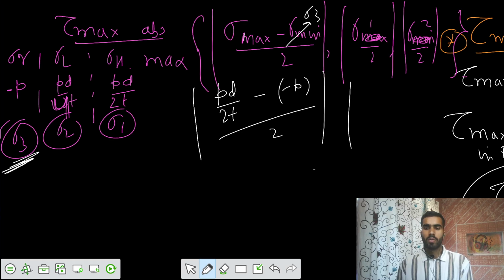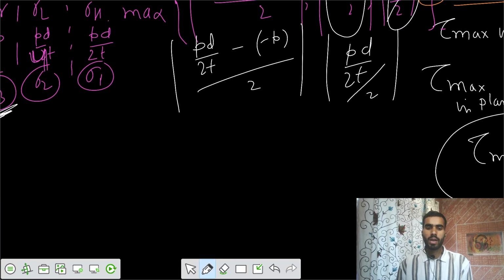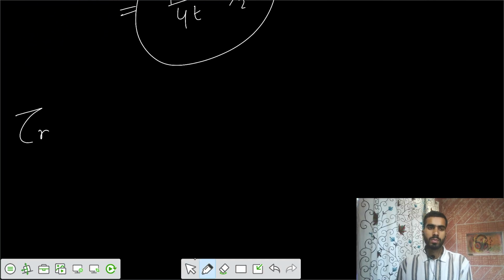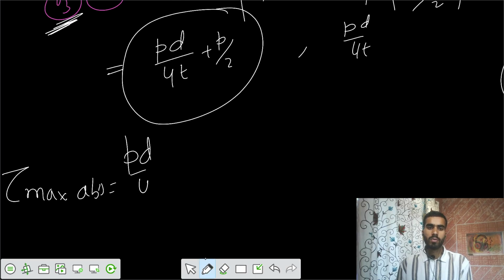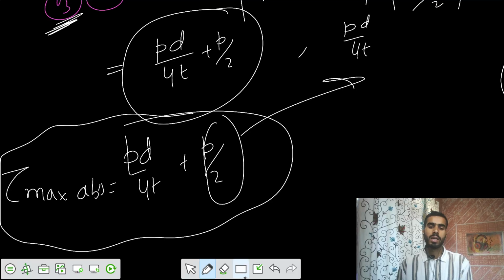Second one is that we can directly say sigma 2 is lesser, so we can write sigma max by 2, sigma 1 by 2. So we can write PD by 2T divided by 2. Out of these two, we take the value that is maximum. From the first one, we get PD by 4T plus P by 2, and from this one we get PD by 4T. So we can say clearly that this value is maximum. So we can write tau max absolute equals PD by 4T plus P by 2. And sometimes you can ignore that P by 2 also, but keep in mind that this is your extra part of P by 2.